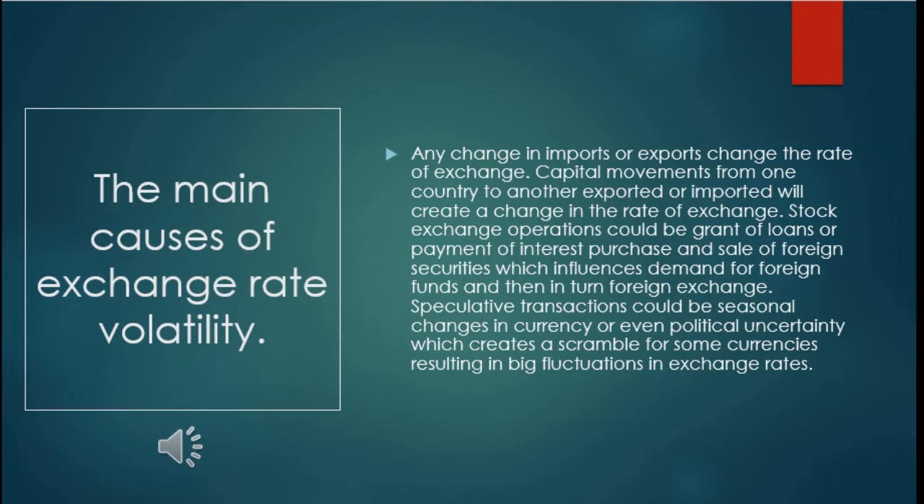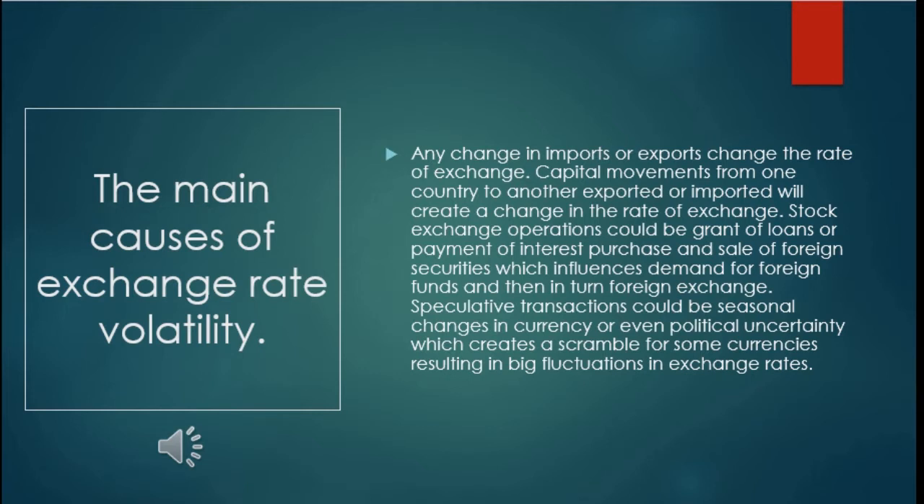The main causes of exchange rate volatility. Any change in imports or exports changes the rate of exchange. Capital movements from one country to another, exported or imported, will create a change in the rate of exchange. Stock exchange operations could be grant of loans, payment of interest, purchase and sale of foreign securities, which influence demand for foreign funds and then in turn foreign exchange.